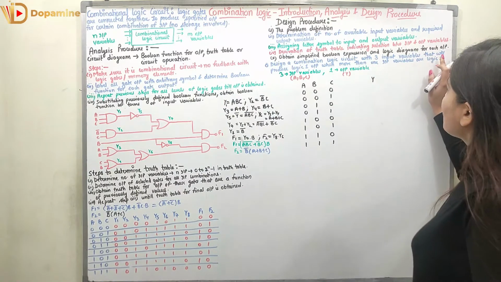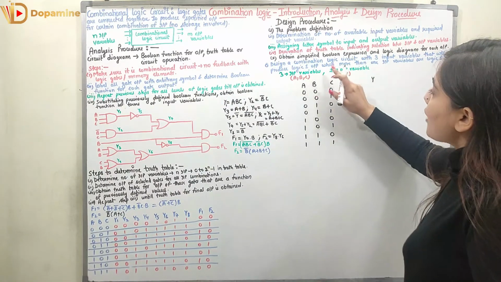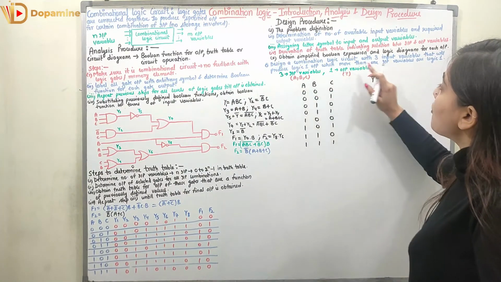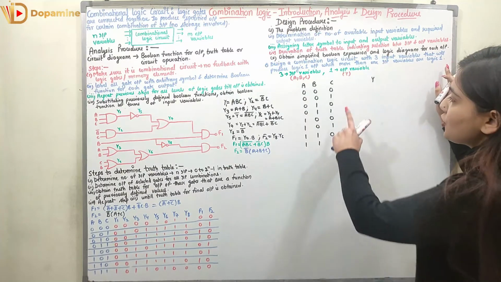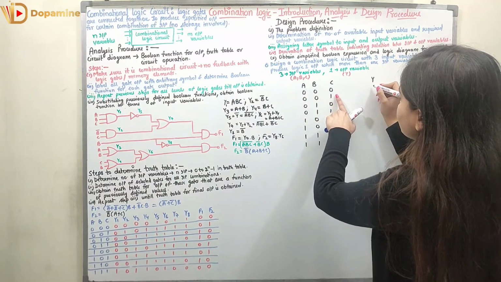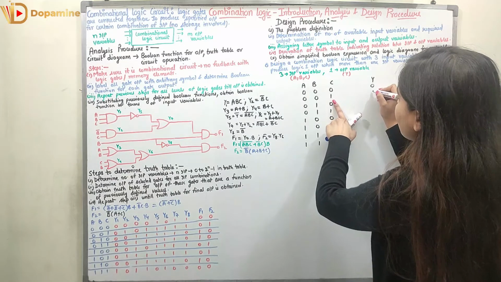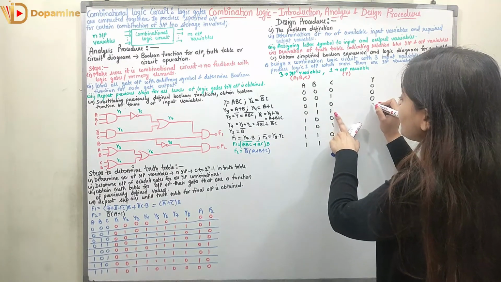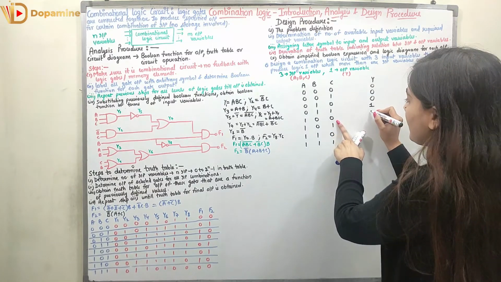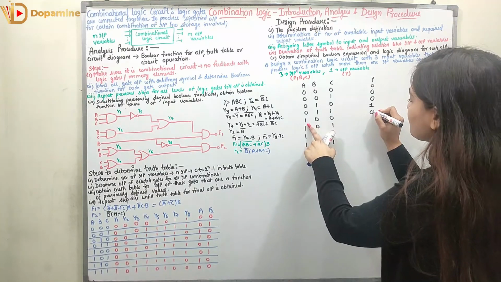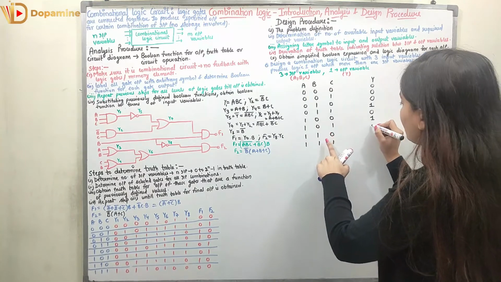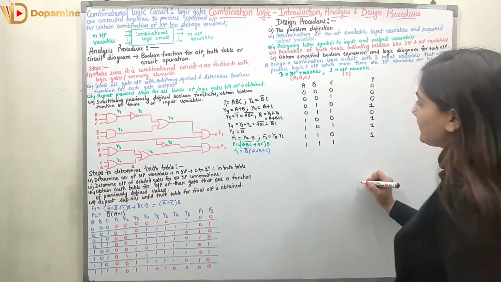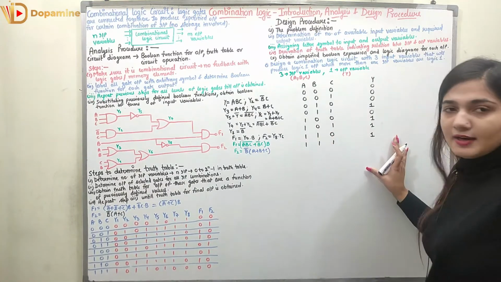And what is the logic given over here? That output is 1 when more than one input variables are logic 1. So here all of the inputs are 0, output is 0. Here only one input is 1, so output is 0. Again 1. Here two inputs are 1, so output will be 1. Here again one input is 1, so output will be 0. Here 2 are 1, 2 are 1, 3 are 1. So now we have made a truth table.